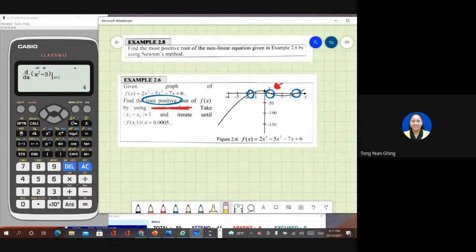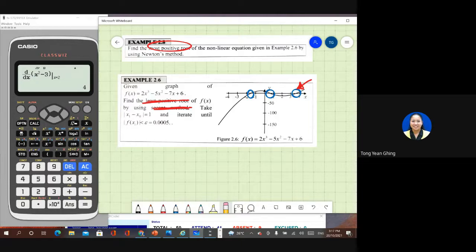Why do you choose 3, Doctor? Because the question in Example 2.8 needs the most positive root. Most positive. Oh, okay, sorry. So don't refer to this one because it asks to refer to 2.6. This one we no need to refer. Okay, sorry. The most positive root is this one. Thank you. Okay, so we choose this one.